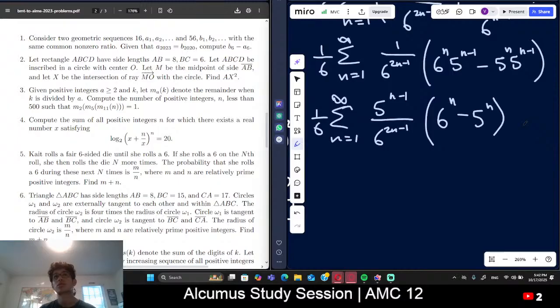But I don't know. Maybe we can move in that 1/6 here again and make this a 6 to the 2n in case that helps. But I'm not sure if that would really be helping us. So maybe now we can look at some early cases, right? So let's plug it in and see what we get.